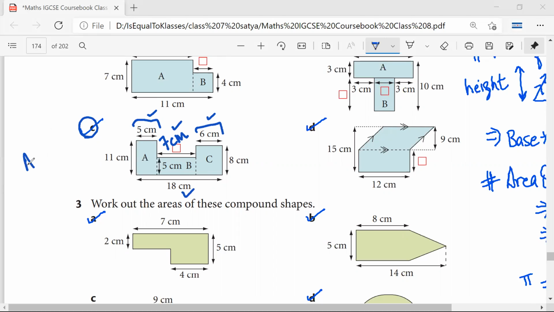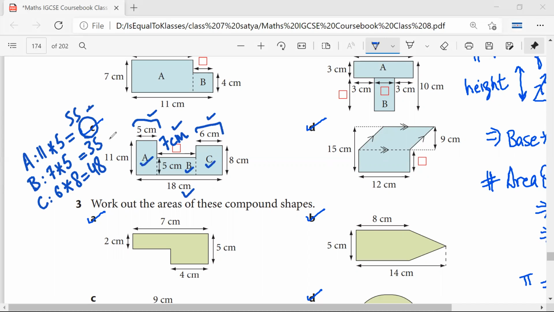What would be the area of A? So it will be 55 centimeters square. B? 35 centimeters square. C? 48 centimeters square. Satya, is it okay? Yes. And then you'll add these 55 plus 35 plus 48 and you'll get the final answer.